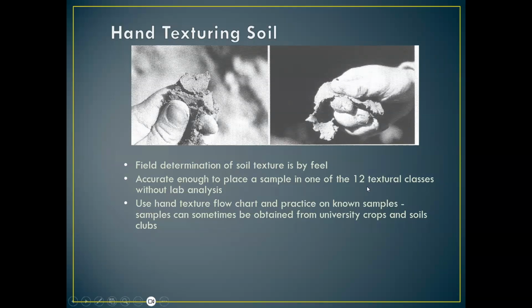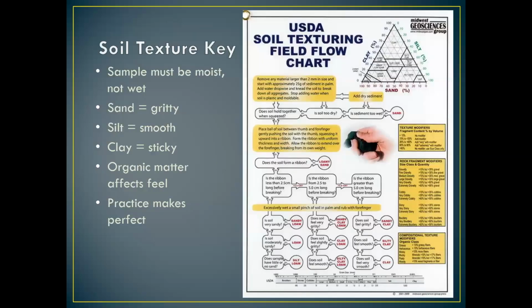But hopefully, again, we get to the 12 textural classes. We should be able to do that without a lab analysis, and then we'll be able to practice some texturing next week. But this is what the flow chart looks like. The key to doing this is that the sample has to be moist. You don't want it soggy wet, but it has to be a moist sample.